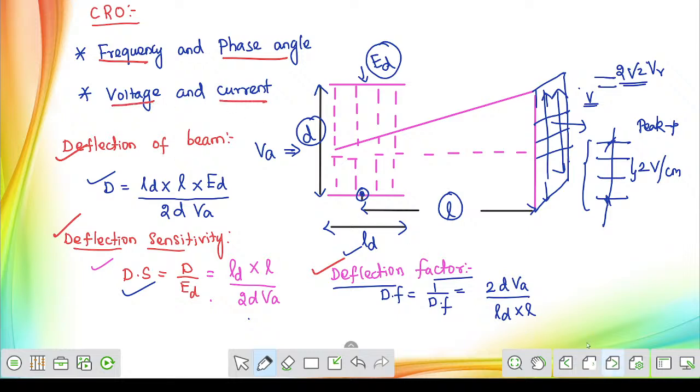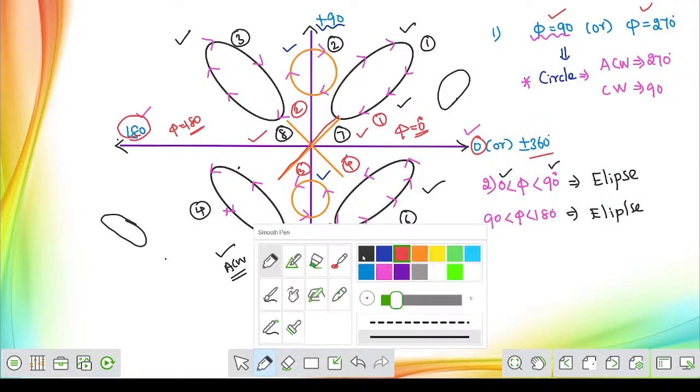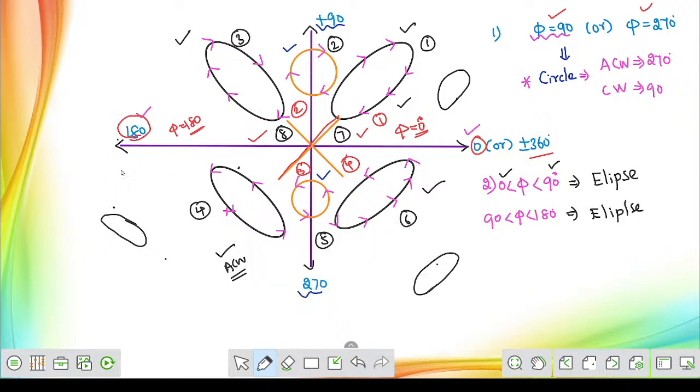So in this class, one of the most important areas that we are going to look at now is the measurement of the phase angle. If you are passing two different signals into the CRO X and Y axis plane through the X and Y channels, with a phase angle difference, what will be the expected pattern? How will the CRO show the signal pattern on its screen? That is the question. This is a repeatedly asked question in the exam.